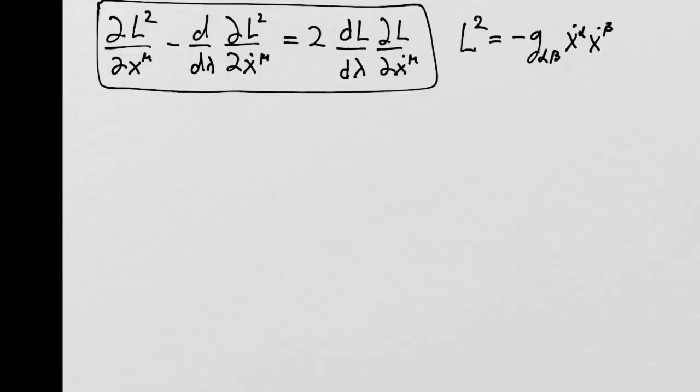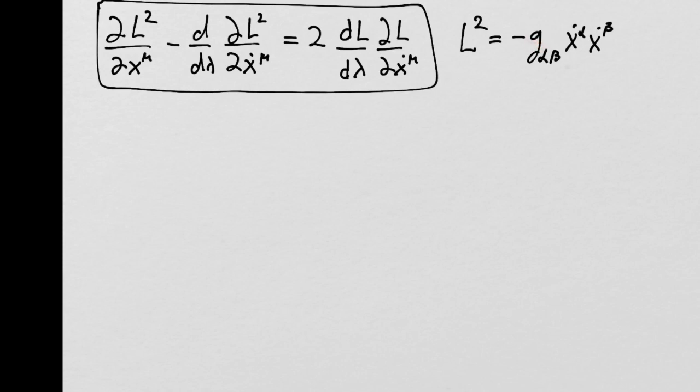All right, so let's begin. We are going to work with L² being minus g_αβ ẋ^α ẋ^β. We know this is a function of spacetime. We know these guys are functions of lambda. L² is a function of the generalized momentum ẋ^β, ẋ^α, and it's a function of spacetime through g, and ultimately it's a function of lambda through all of them being dependent on lambda.